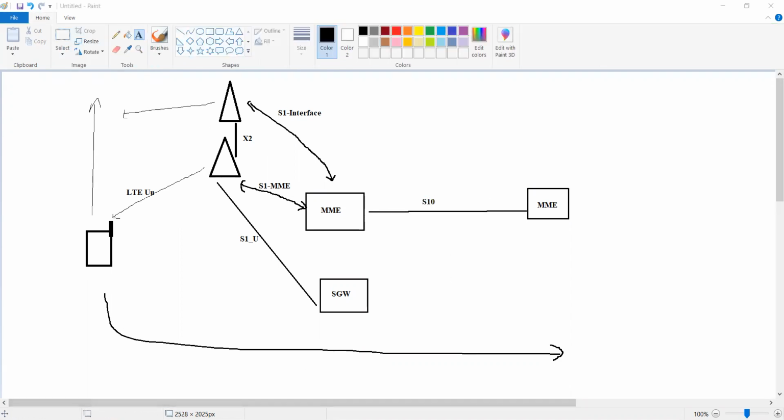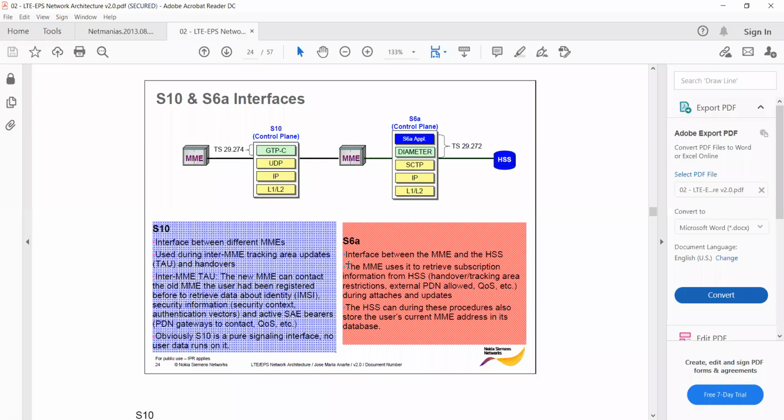So what is the S10 interface responsible for? Let's write it here. The S10 interface is an interface between different MMEs. It is used during inter-MME tracking area updates and handovers. These 2 points are enough.